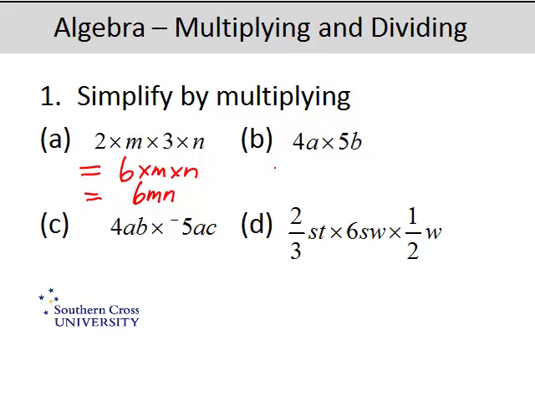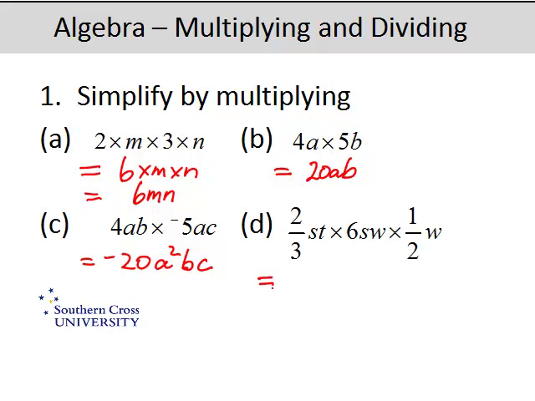The next question, I've done the groundwork, let's just go: 4 5s are 20, a times b. The next one, 4 times 5 is 20, but let's make it 4 times negative 5, which is equal to negative 20. Now let's have a look at each of our pronumerals. A times A is A squared, and that's the only B and that's the only C.